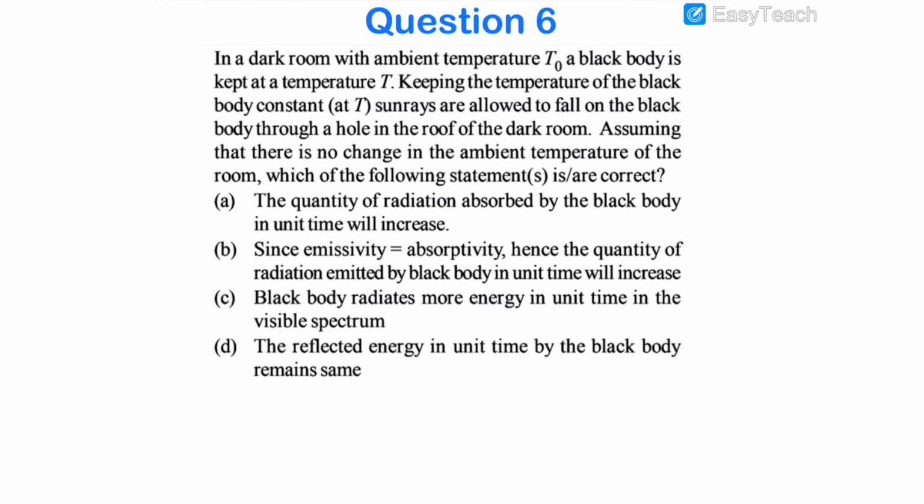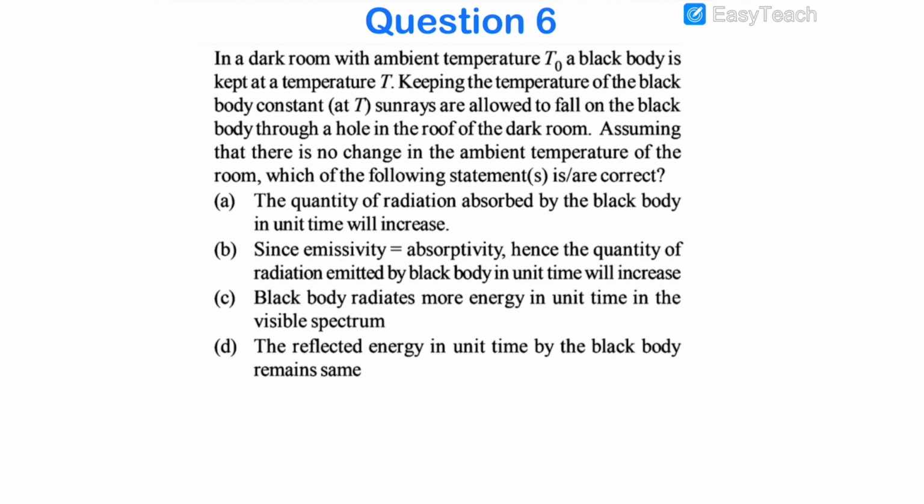In this question, you can see that there is a dark room whose ambient temperature is T0, and there is a black body which is kept in that dark room. The temperature of the black body is T, and keeping the same temperature of the black body, sun rays are allowed to fall on the black body through a hole in the roof of the dark room. And assuming that there is no change in the ambient temperature of the room, which of the following statements is correct? So first of all, we see that in option A, it is given that the quantity of radiation absorbed by the black body in unit time will increase.